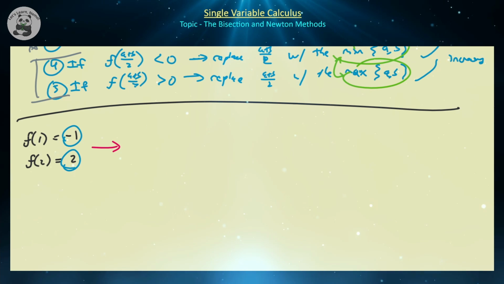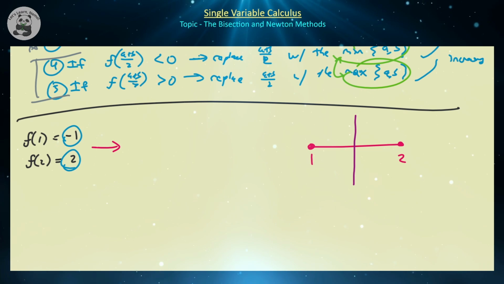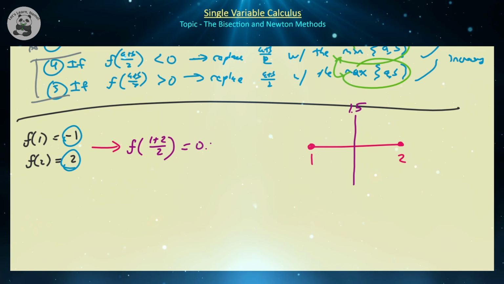So what we're going to do is divide the interval 1 and 2. We're going to cut it in half, i.e., we're going to bisect it, which is going to be 1.5, which you can find just by doing (1 plus 2) divided by 2. When you plug 1.5 into your original function, you're going to get 0.25, right? So what does that mean? f of 1.5 gives us a positive number, so we're going to be replacing 2 with 1.5.